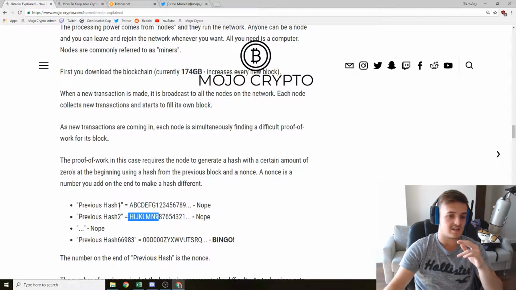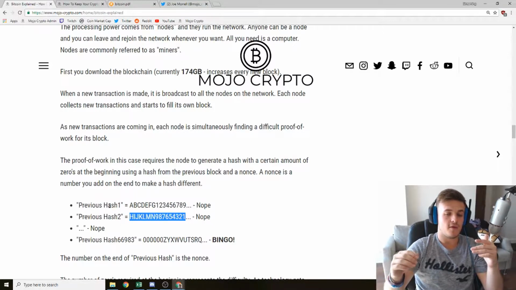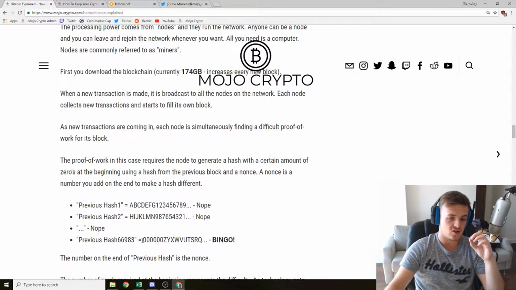So because I've changed that 1 to a 2, I'm going to get a completely different string of numbers and letters. And it just keeps on going and going. So basically, the proof of work is your computer hashing over and over again until it gets a hash which presents a certain amount of zeros at the beginning. So it's going to keep going and going. And when it gets a hash that has a certain amount of zeros at the beginning, that's when the proof of work is solved.